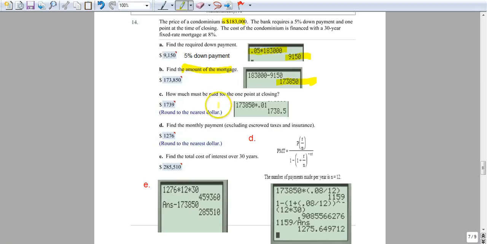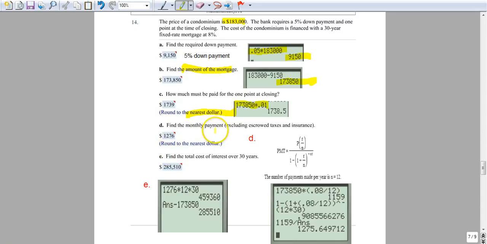How much must be paid for the 1 point at closing? To figure that out, you just multiply the amount of the mortgage, now that we've subtracted the down payment. 1 point really just means 1%, so multiply it by 0.01, and you get $1,738.50, but it says to round it to the nearest dollar, so that rounds to $1,739.